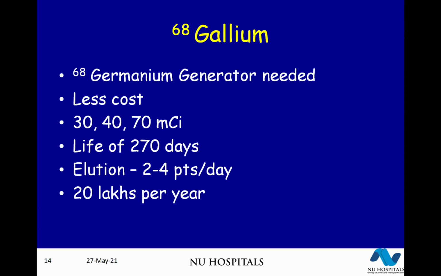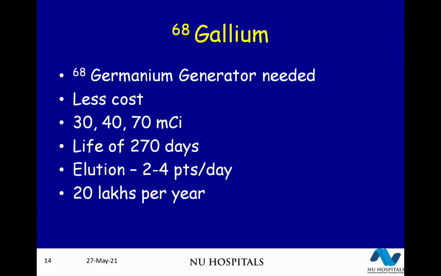The common one I will describe is gallium-68, which is generated from the germanium generator. The advantage for which it is being used more nowadays is the lower cost and the generator life of 270 days, and we can use it for 2 to 4 patients in a day. It can be used in small centers, and in centers where the numbers are high, we can use it for 3 to 4 patients a day, and the cost is around 20 lakhs per year.